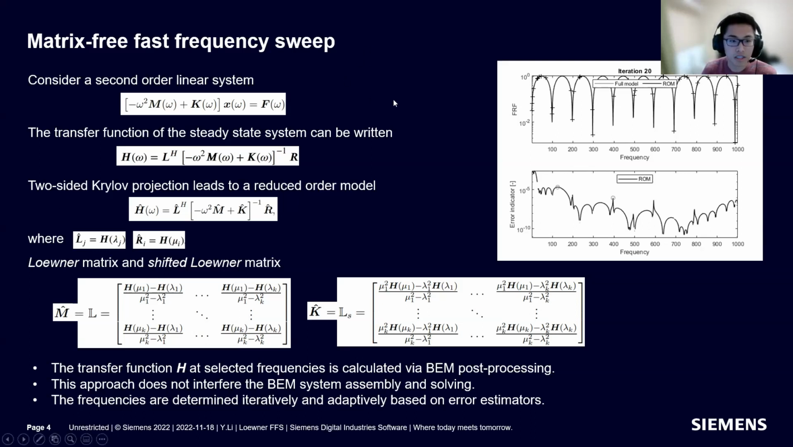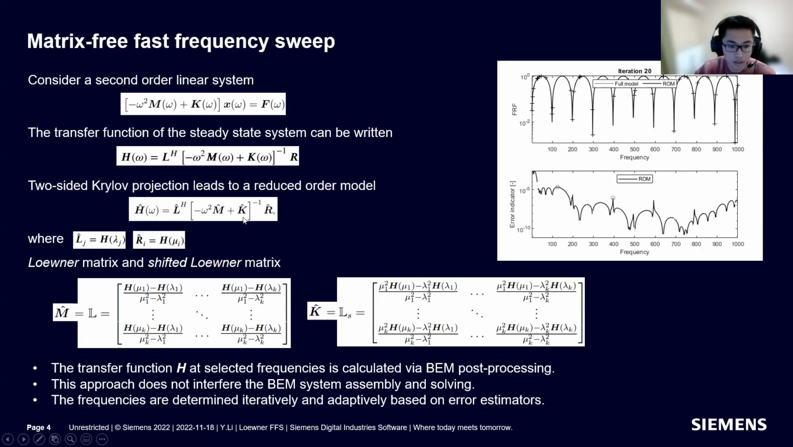If we consider a second order system in general, with a complex mass matrix and complex stiffness matrix, then we can write the transfer function for this steady state system in this formulation. The matrix-free approach basically relies on a two-sided Krylov projection. This helps us end up with a reduced order model, which is H hat.